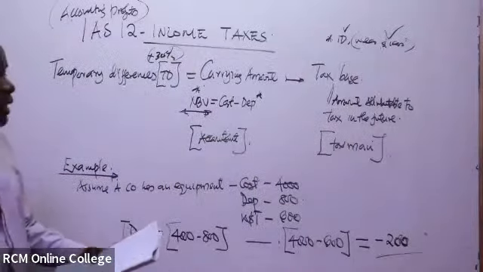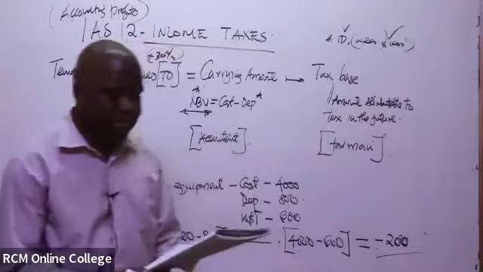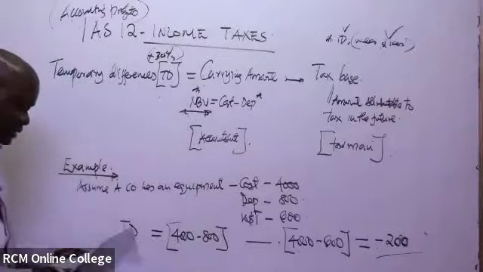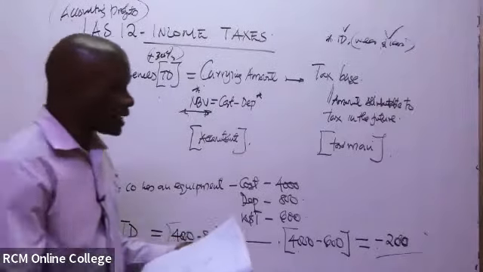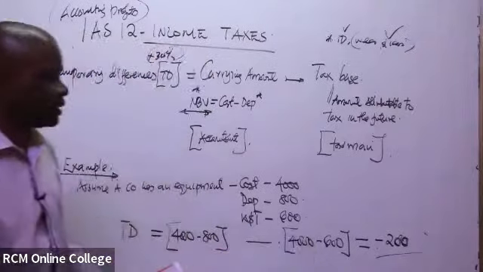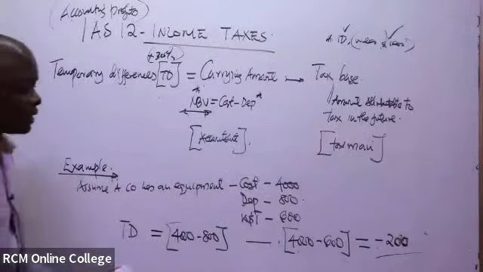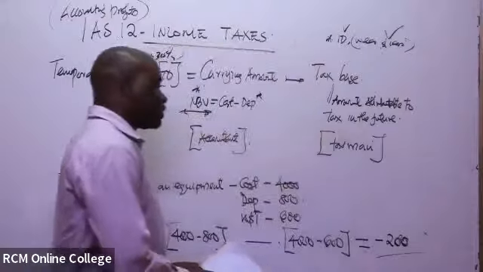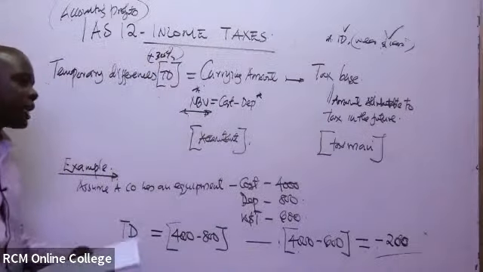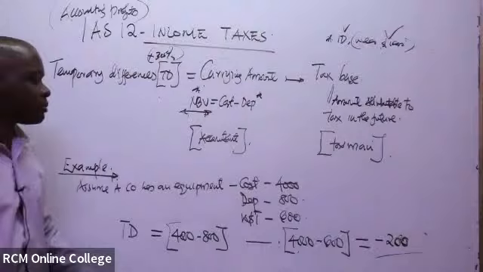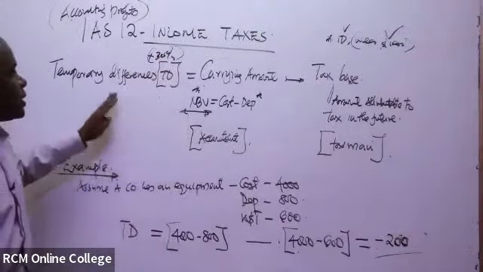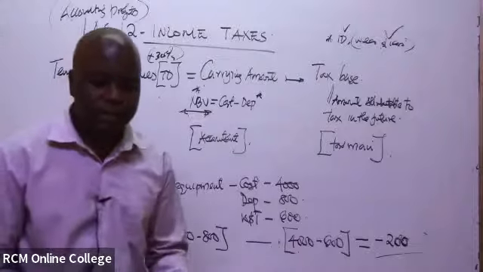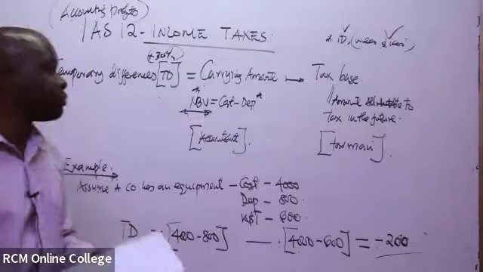When it is negative, we refer to it as a deductible temporary difference. But when you get it as a positive, it will be a taxable temporary difference. So if it is negative, it will be a deductible temporary difference. If it is positive, it will be a taxable temporary difference. In simple terms, that is how you arrive at the temporary difference. Now there is something I want to bring up: the types of temporary difference.